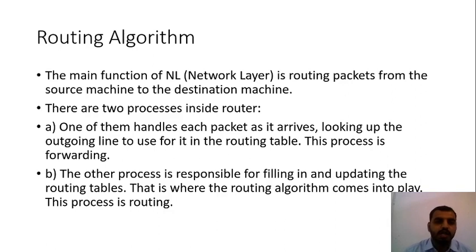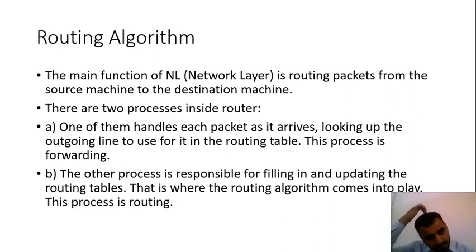There are two processes inside a router. What are the two processes? The first process handles each packet as it arrives, looking up the outgoing lines to use for it in the routing table. This process is called forwarding. Forwarding means that when a packet comes into the router, it will see the major lines on which that packet can be sent to reach the particular destination.